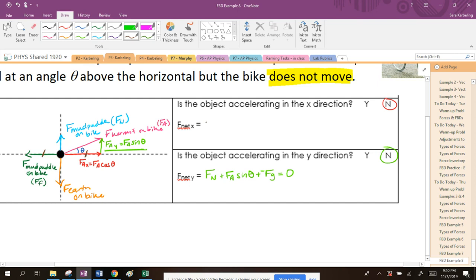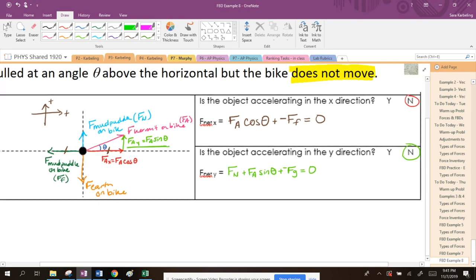So we can go ahead and say here that FA times the cosine of theta plus negative FF. I'm just saying it's negative because if we look at our little axis, we've got positive here. Friction is pulling in the other direction. So we're going to call that one negative. We're going to add those up to 0.